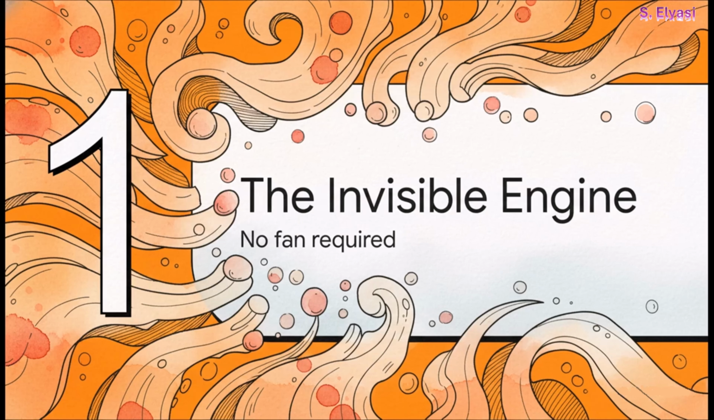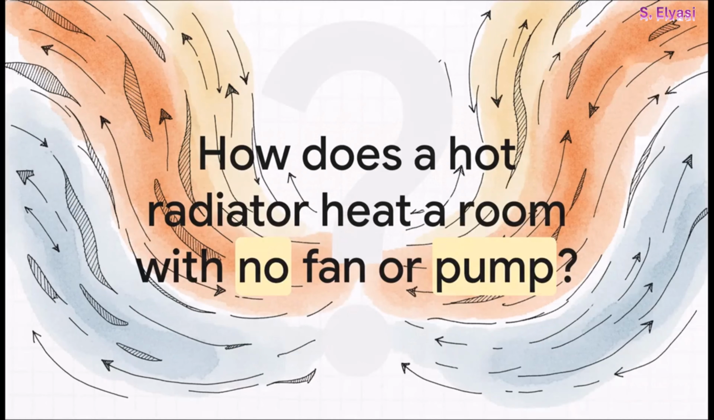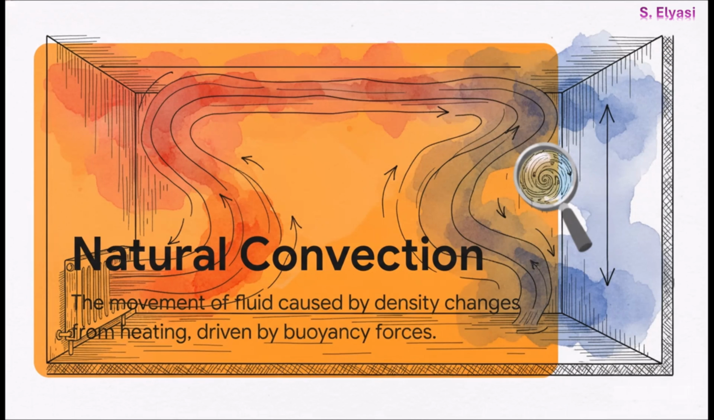So, let's kick things off with that big question. What is this invisible force that moves heat around so effectively when there's no fan in sight? Seriously, think about it for a second. There's no pump, no fan, no obvious external force. The air just moves. But it isn't magic, of course. It's all driven by something really fundamental that's happening to the air itself. And that something is called natural convection, or sometimes free convection.